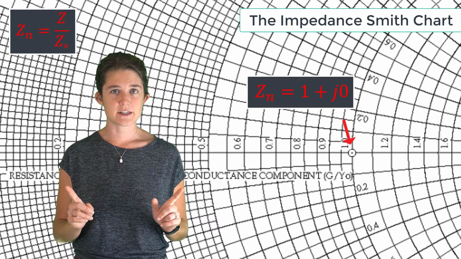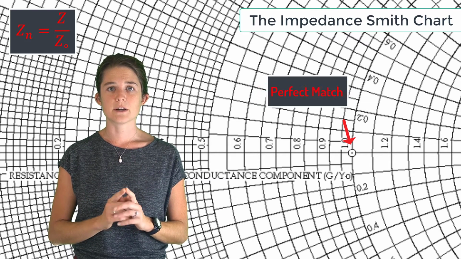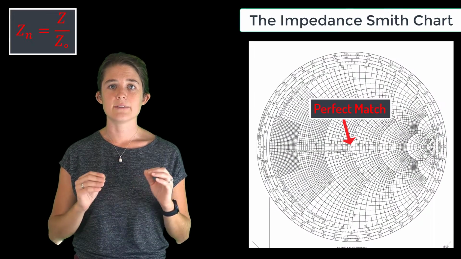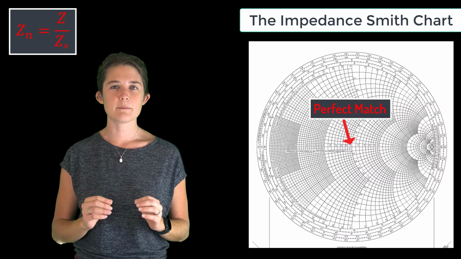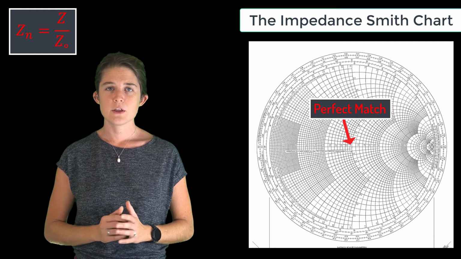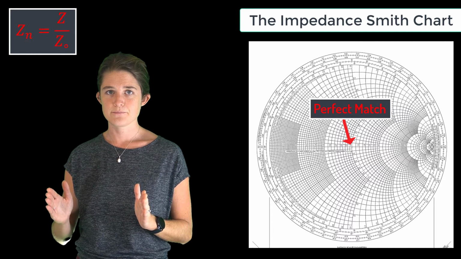If you think about what we just covered in terms of matching networks, this means that the center of the chart corresponds to a perfect match. A load impedance located at the center of the Smith chart is perfectly matched to the system and will experience zero reflection. The further a load is from the center, the more reflection it will experience.